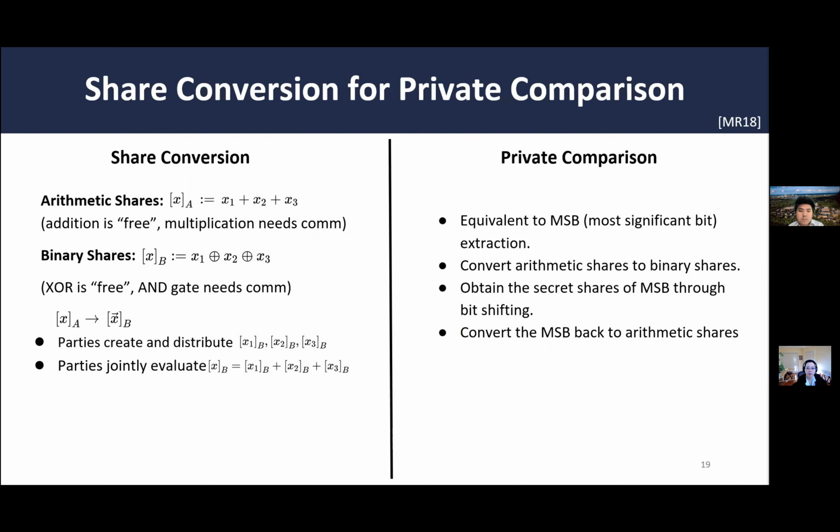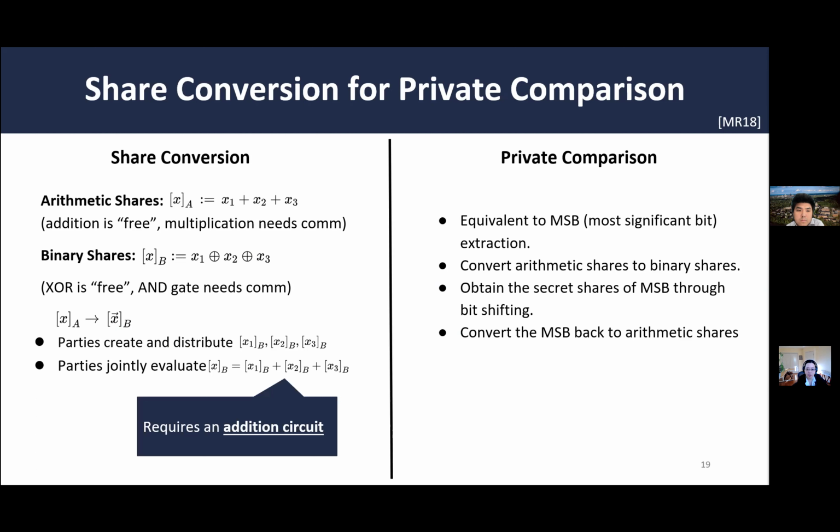Next, I'll give you some examples of how we handle the nonlinear operations. For this page, I will talk about how we use share conversion approaches to do private comparisons. Private comparison is really useful to evaluate a ReLU function. We know that arithmetic shares are suitable for linear operations, such as convolutions and matrix multiplications. But for operations such as private comparisons, binary shares are more suitable. We therefore need protocols to convert between arithmetic shares and binary shares. The conversion typically involves computing a binary addition circuit.